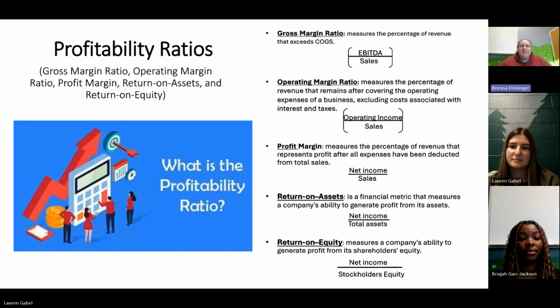Hi, I'm Brenna Elmlinger, and I'm going to talk you through the next few slides. Starting with profitability ratios, these are the measurements of how well a company generates money using a few different ratios. They have two different groups, margin ratios and the return ratios. For example, if you wanted to find out how much money a company keeps after expenses are taken out, you'd use the profit margin formula, which would be net income divided by sales.